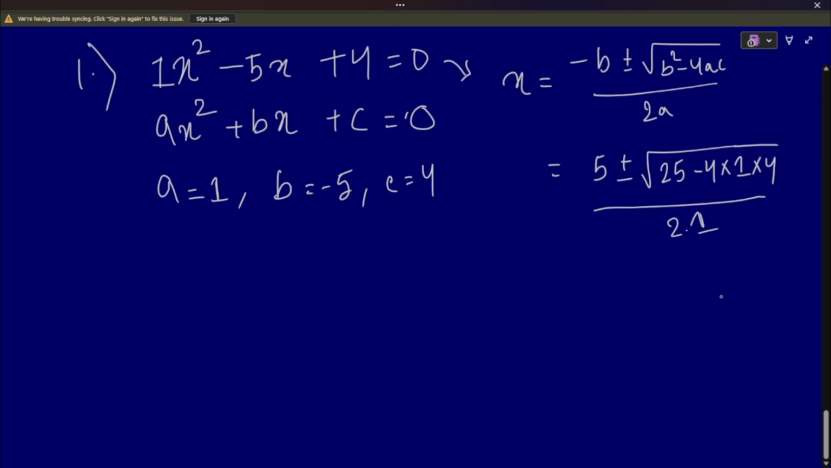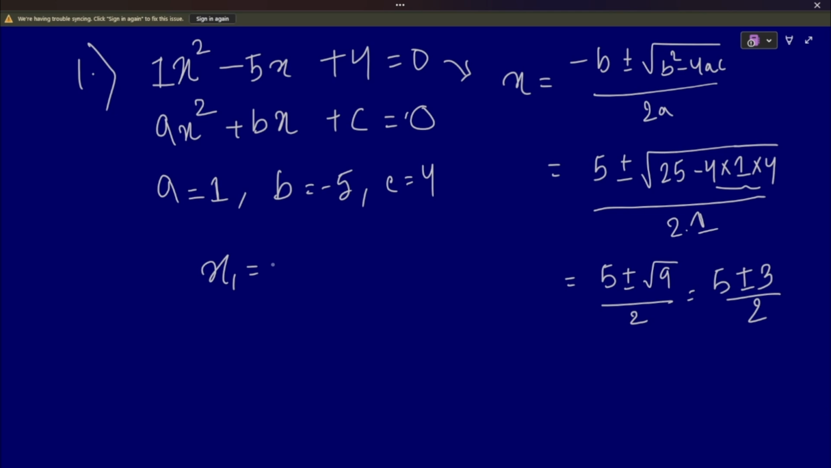Okay. Let's simplify this further. 5 plus minus, this is 25 minus this is 16, right? And 25 minus 16 is root 9 divided by 2. And root 9 is simply 3. So 5 plus minus 3 by 2. And the two values, you can write them as x1 and x2. We will come later to that, what they are called, why there are two values, and how to deal with these two roots, what properties do they have, and stuff like that.